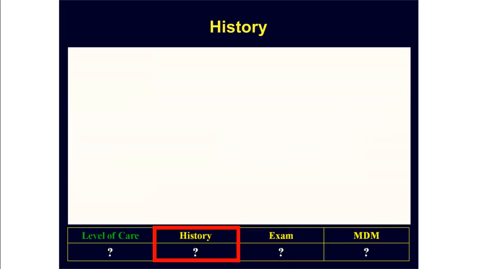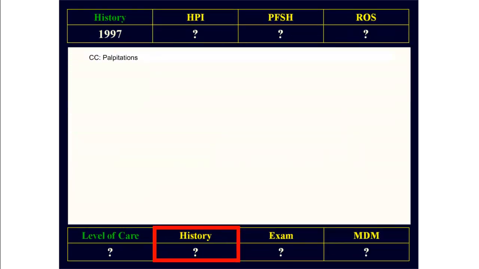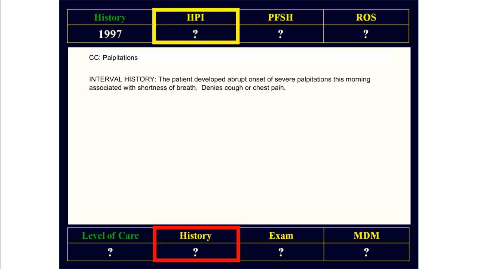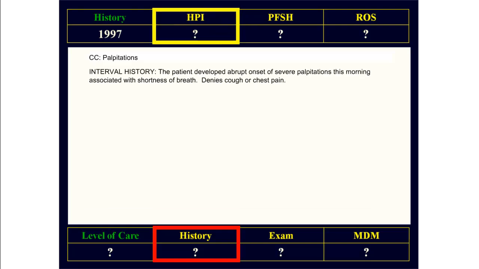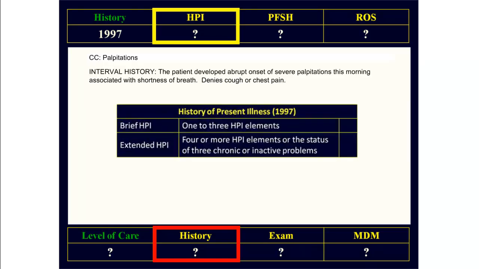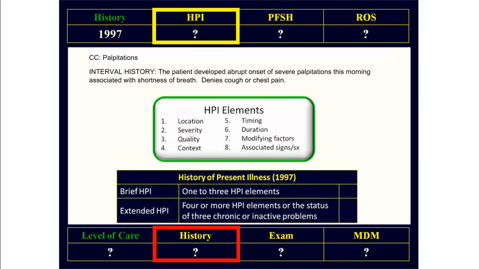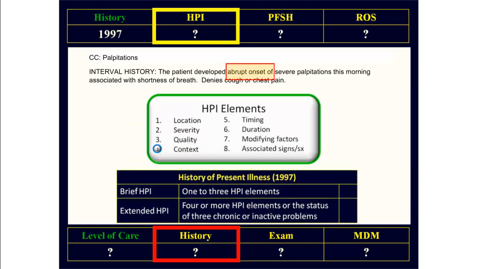First, we have a valid chief complaint. Then, looking at the HPI, we see the patient developed abrupt onset of severe palpitations this morning associated with shortness of breath, denies cough or chest pain. Here we get credit for documenting the context of the problem, the severity, the duration, and associated signs or symptoms, which adds up to 4 HPI elements, which means this qualifies as an extended HPI.